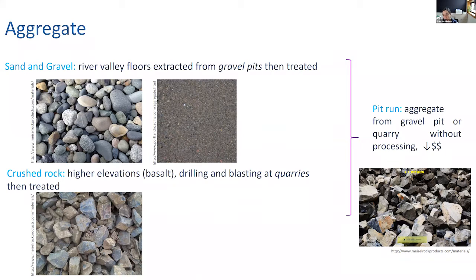And then we have crushed rock, that is basalt in higher elevation, which is obtained by drilling and blasting at the quarries, and then treated or crushed into smaller sizes, and then it can be utilized on the roads. So of course that is a little more expensive, but it's definitely the most effective type of aggregate for forest roads, because it compacts very well.